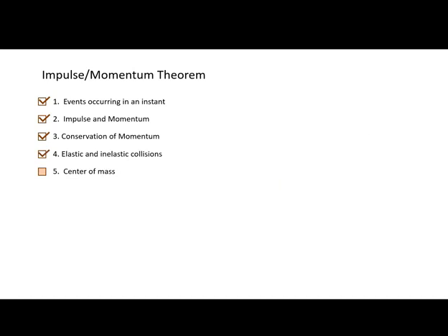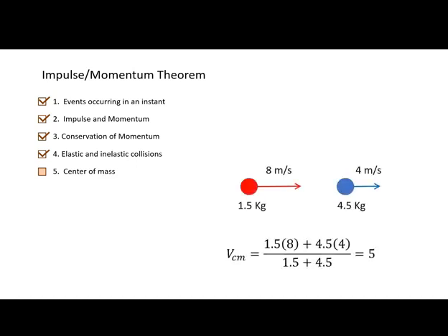Now, as part of looking at how to handle elastic and inelastic collisions, the center of mass calculation we discussed earlier comes into play. So let's see a quick example. Let's assume we have a red object, 1.5 kilograms, moving at 8 meters per second to the right, about to collide with a 4.5 kilogram object that's traveling at 4 meters per second to the right.